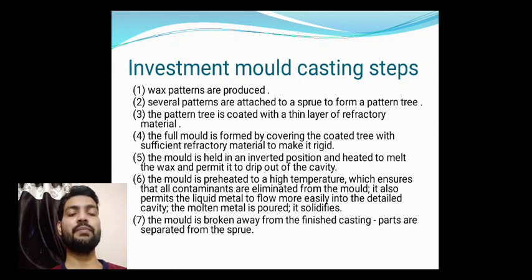of the cavity. The mold is preheated to a high temperature, which ensures that all contaminants are eliminated from the mold. It also permits the liquid metal to flow more easily into the detailed cavity. The molten metal is poured, it solidifies. The mold is broken away from the finished casting, and parts are separated from the sprue.